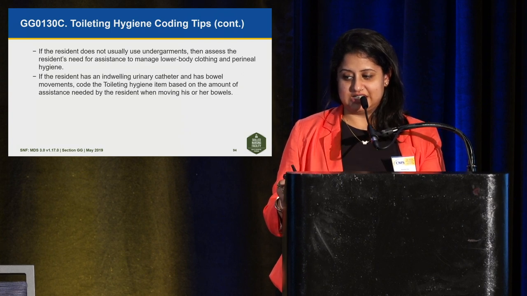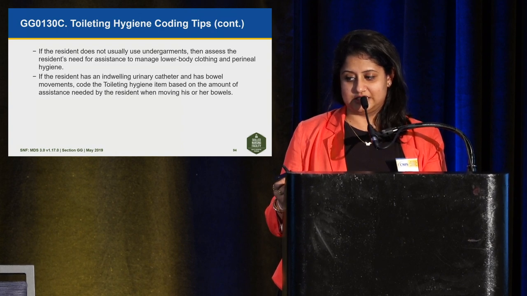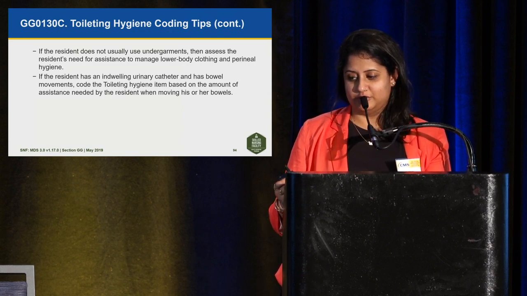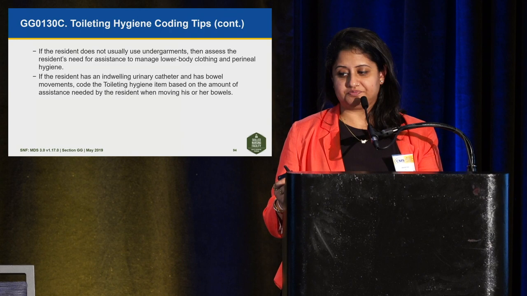If the resident does not usually use undergarments, which we have seen in some cases, then assess the resident's need for the assistance to manage lower body clothing and perineal hygiene. If a resident has an indwelling urinary catheter and has bowel movements, code the toileting hygiene item based on the amount of assistance needed by the resident when moving his or her bowels.